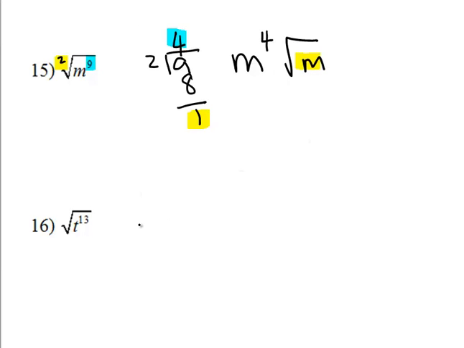Here's one with a higher power. So here's the square root of, again, it's that silent 2. So I'm going to divide by 2.